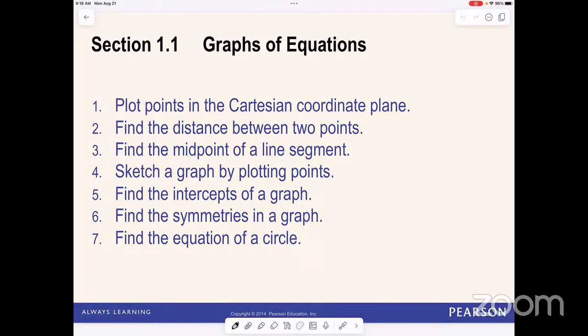So some objectives here. We like to plot points in the Cartesian plane. Actually, let me go like this. Looks good. Okay, plot points in the Cartesian plane. Find the distance between 2 points. Find the midpoint of a line segment. Sketch a graph by plotting points. Find the intercepts of a graph and find symmetries in a graph. And then find the equation of a circle.